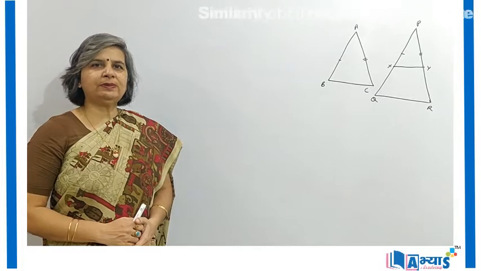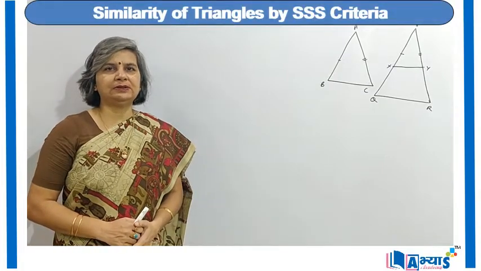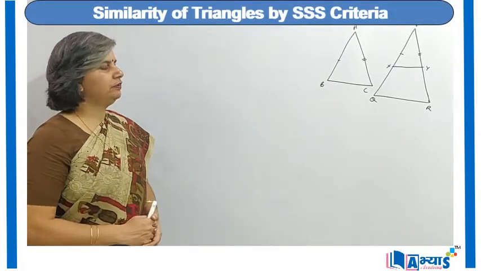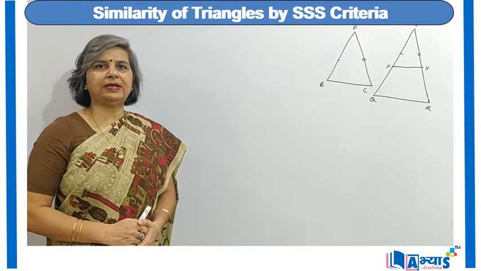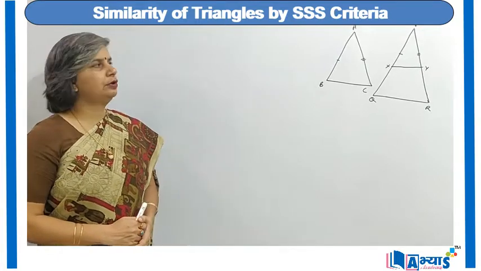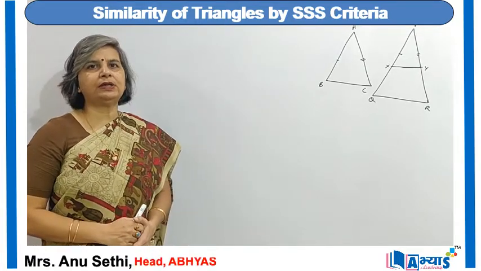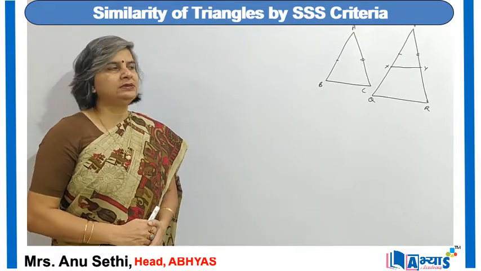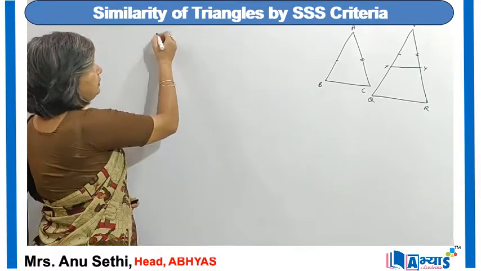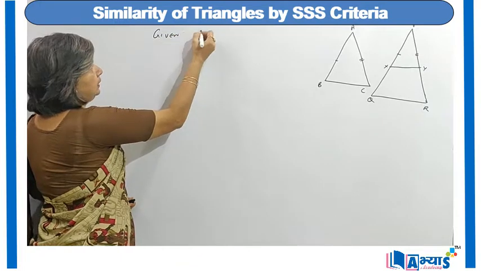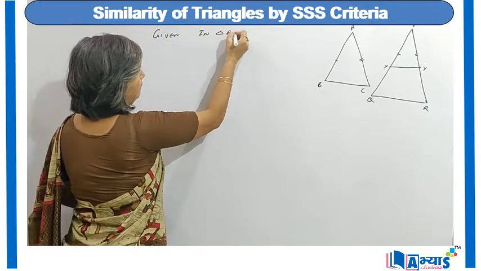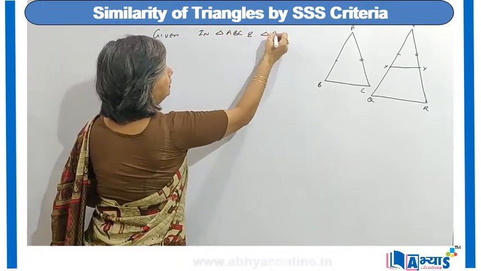Let us discuss the concept of similarity of triangles by SSS criteria. That means if we have two triangles and three sides of one triangle are proportional to the corresponding three sides of the other triangle, then the two triangles are similar. That means it is given to us in triangle ABC and triangle PQR.